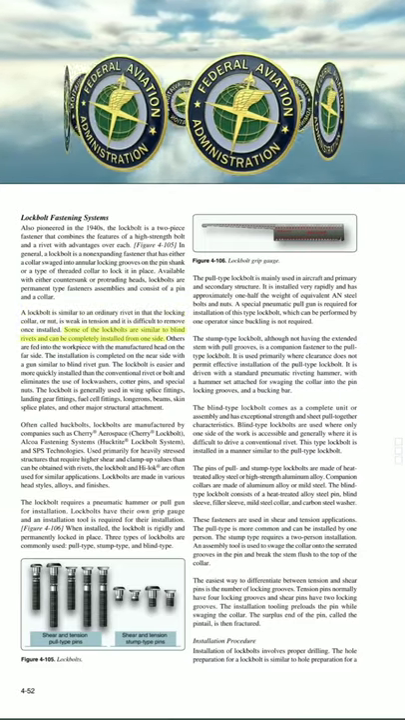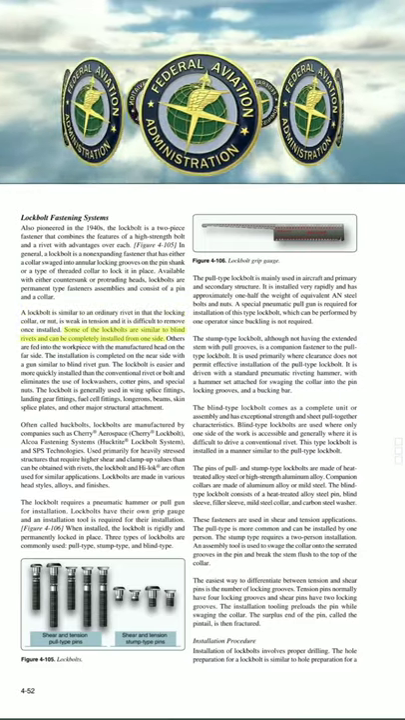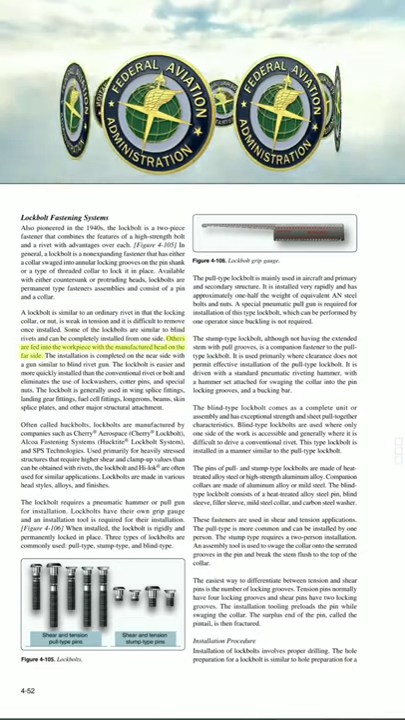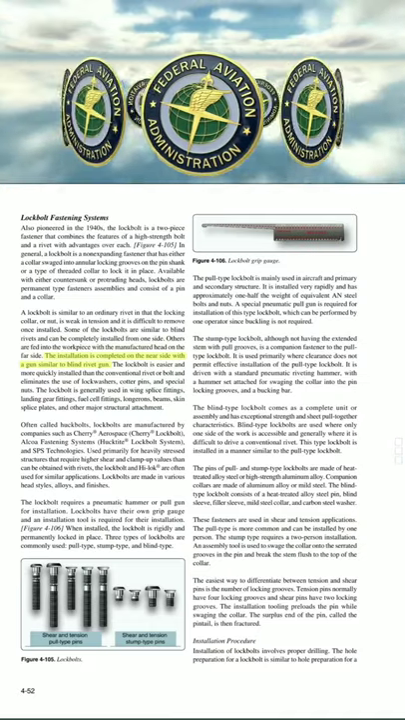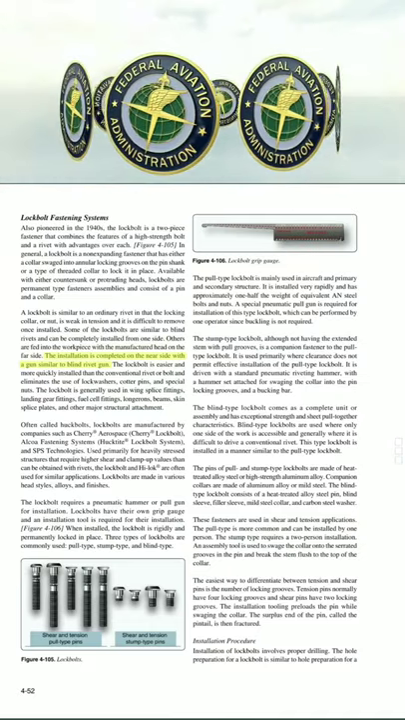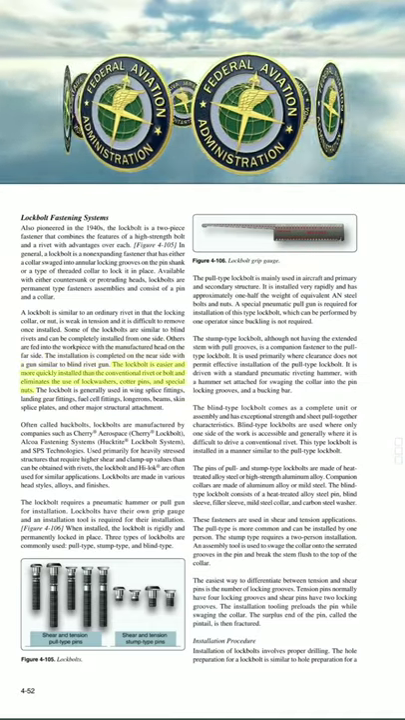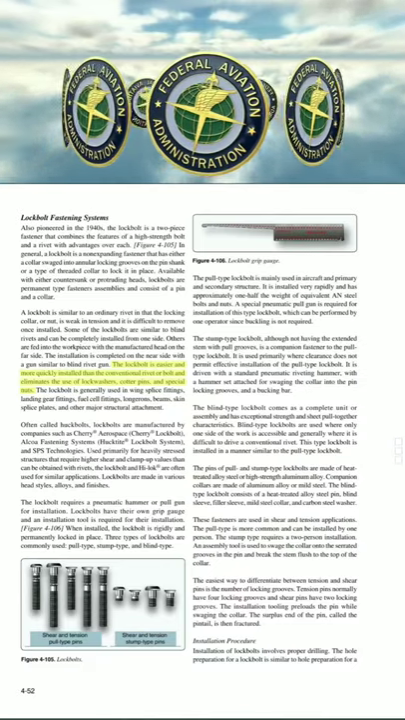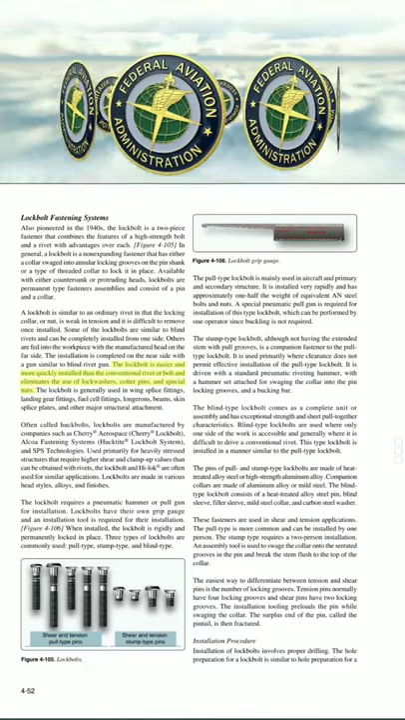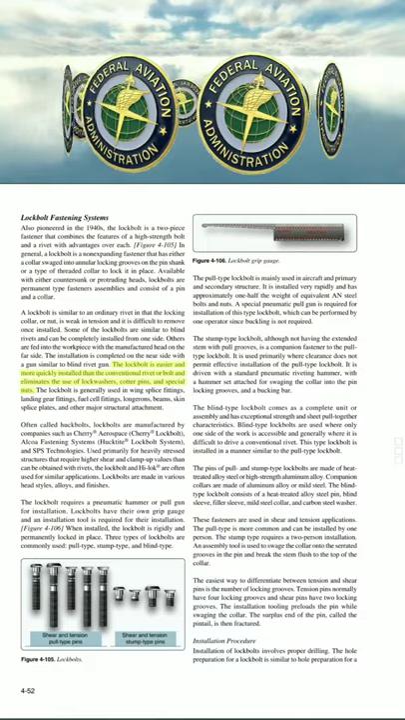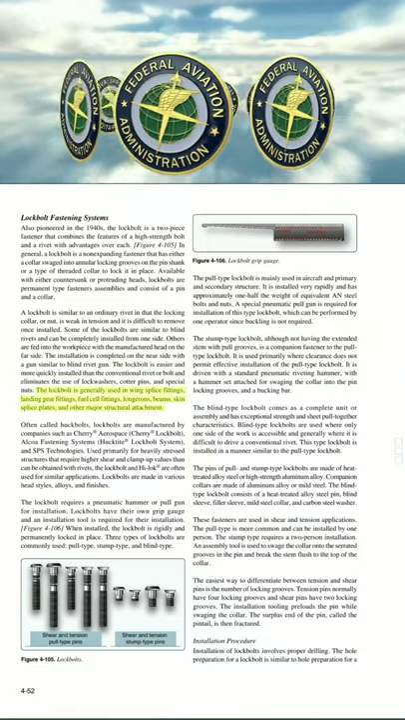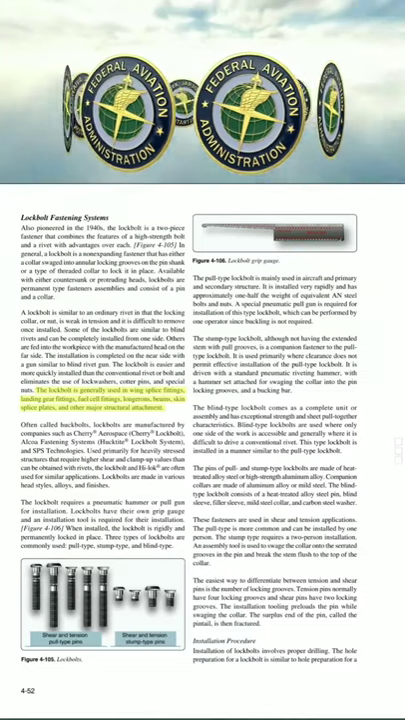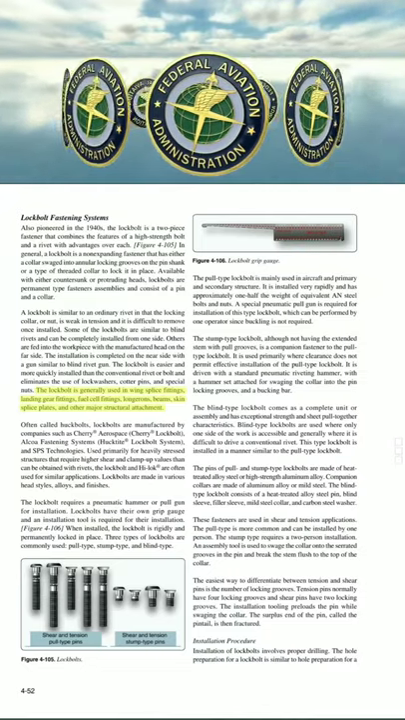Some of the lock bolts are similar to blind rivets, and can be completely installed from one side. Others are fed into the workpiece with the manufactured head on the far side. The installation is completed on the near side with a gun similar to a blind rivet gun. The lock bolt is easier and more quickly installed than the conventional rivet or bolt, and eliminates the use of lock washers, cotter pins, and special nuts. The lock bolt is generally used in wing splice fittings, landing gear fittings, fuel cell fittings, longerons, beams, skin splice plates, and other major structural attachments.